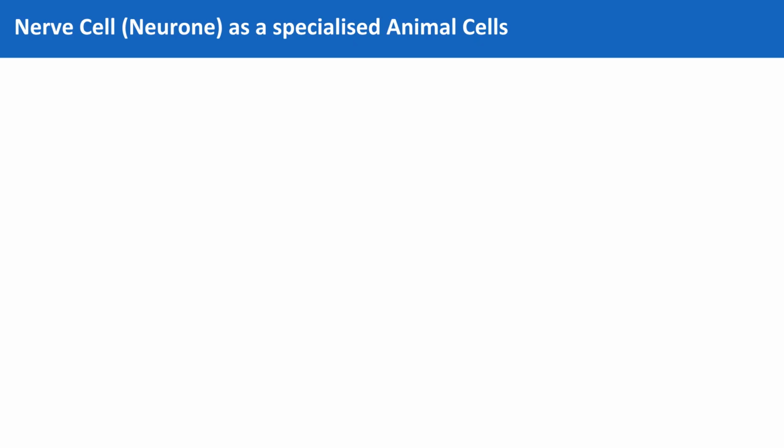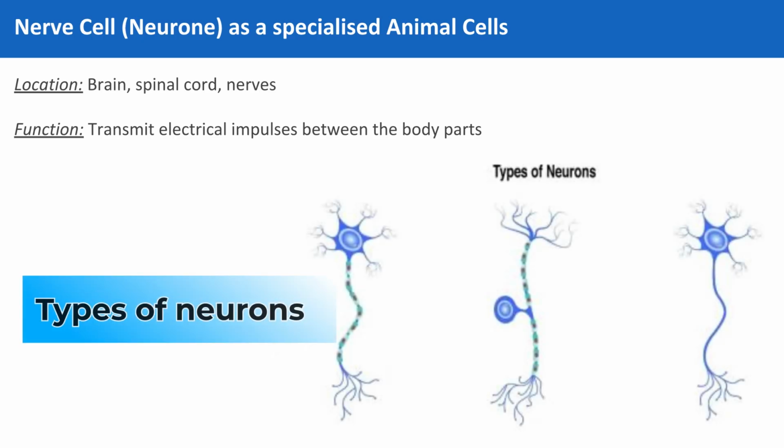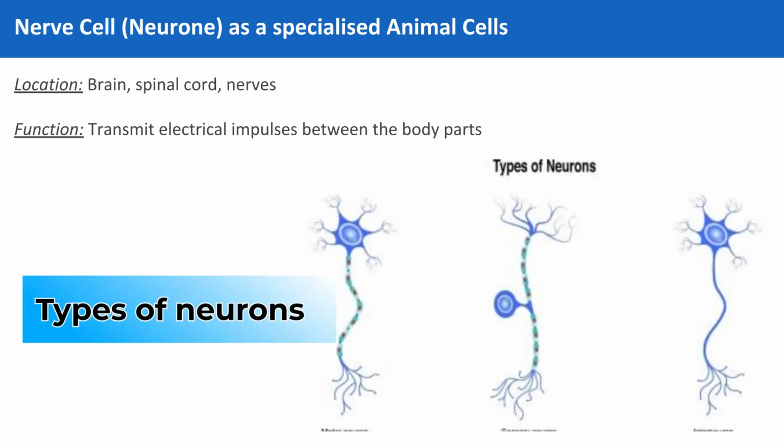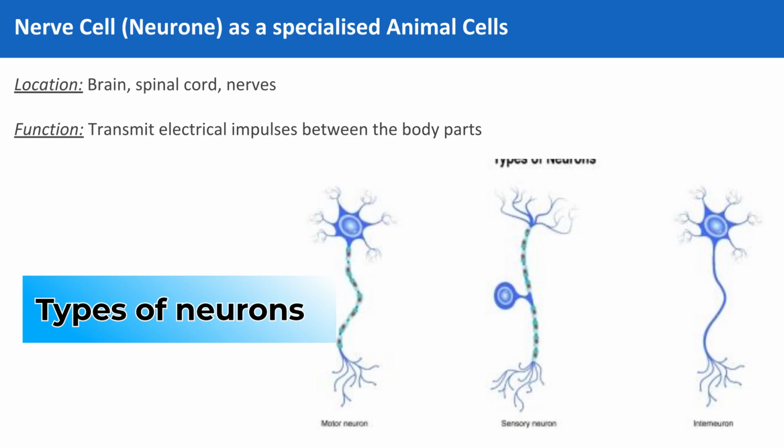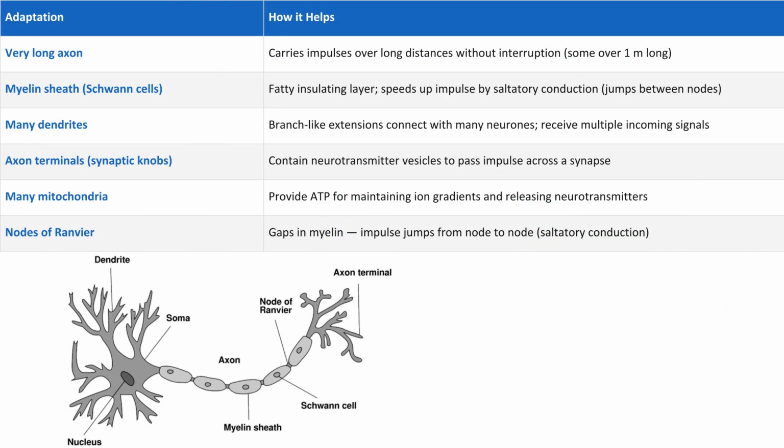Next, the nerve cell, which is also called a neuron. It's a specialized animal cell and it's located in the brain, the spinal cord, and the nerves. The function of this is to transmit electrical impulses between the different parts of the body. Now look at its adaptations. A very long axon allows impulses to travel long distances without interruption, sometimes over 1 meter long. The myelin sheath formed by Schwann cells is a very insulating layer, and it speeds up the impulse using saltatory conduction.